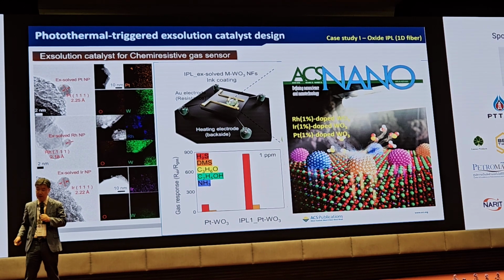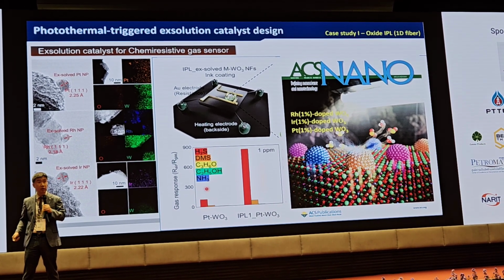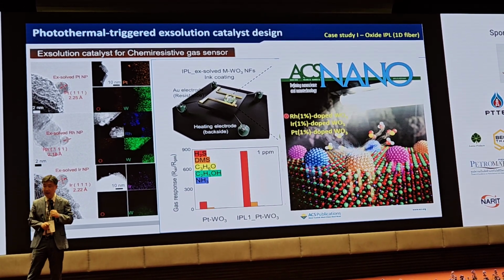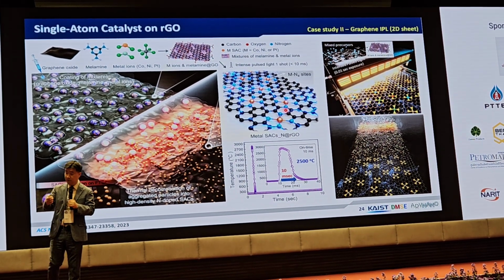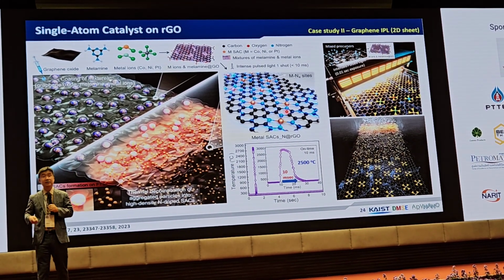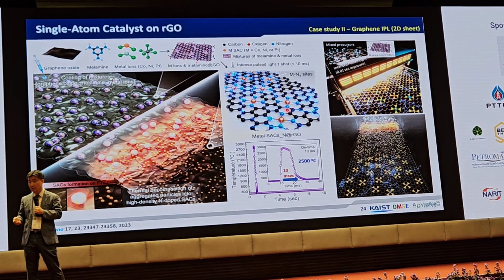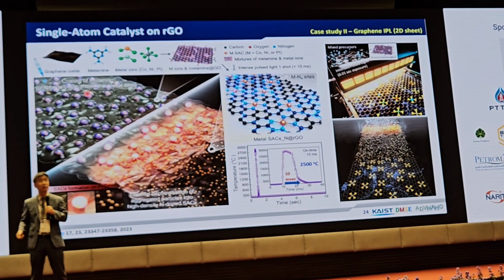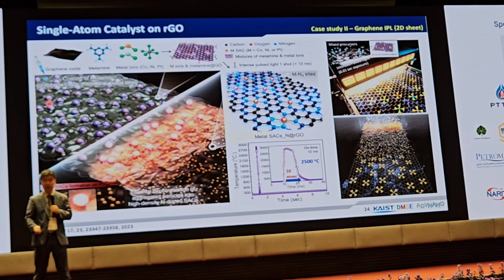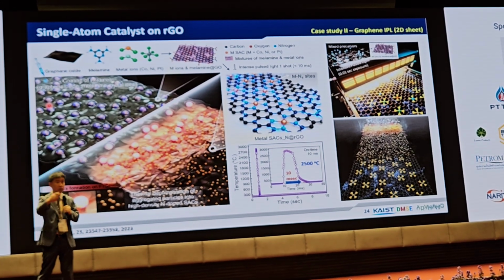Then surprisingly, the gas sensing property was much improved using this approach. Then we can further extend this technique to single atom catalyst design. For example, using graphene oxide and melamine, which is known as an N-doping site, we prepare N-doped graphene.